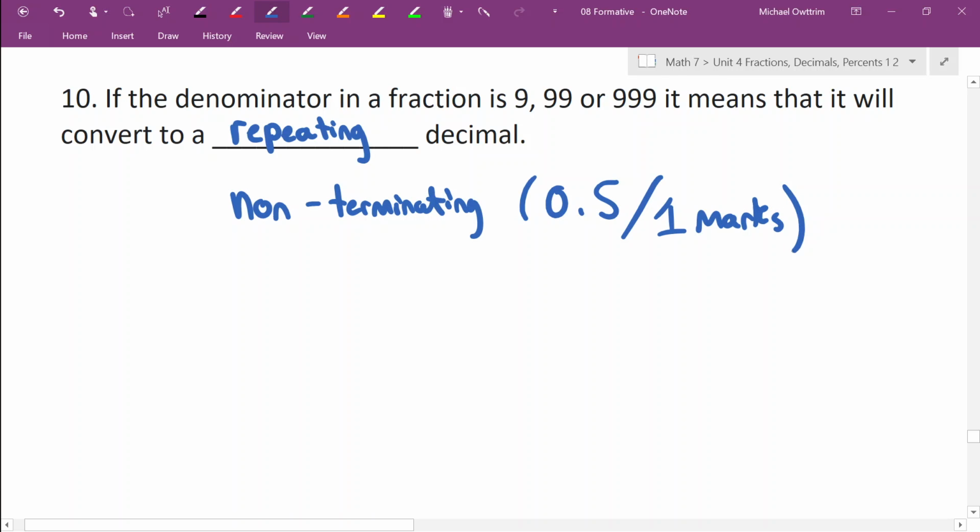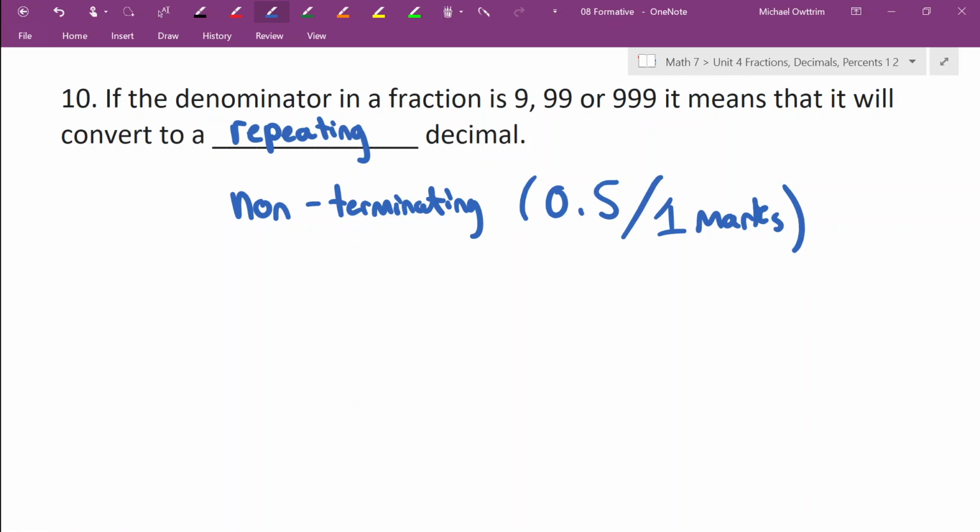Okay, the reason that you're not getting full marks for non-terminating is that there are non-terminating decimals that do not repeat and therefore do not have a 9 on the bottom. So for example, pi, 3.14159, so on and so forth. That is a non-terminating decimal that does not have a 9 on the bottom because it does not repeat ever. Okay, so non-terminating is correct for certain decimals, but it won't necessarily have a 9 on the bottom.